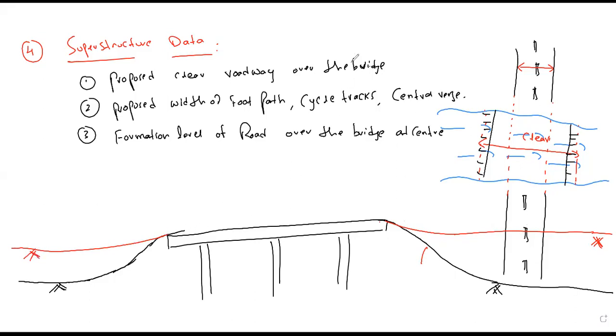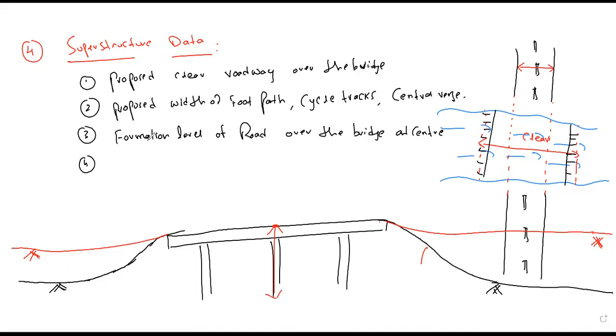Understand? So here, if you want to measure the bridge height, the formation level of the road at the center of the bridge, this height I need. So this is the height of the bridge. Always you have to measure the height of the bridge at the center of the bridge, not here. Always we have to measure at the center height of the bridge, which gives the formation level of the road over the bridge at the center, right?